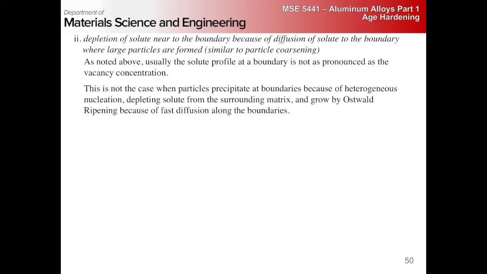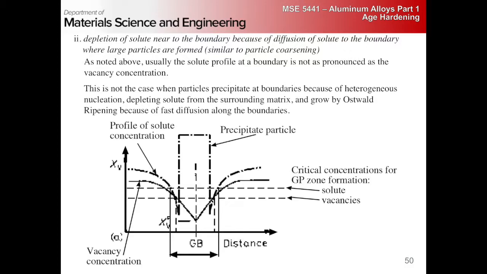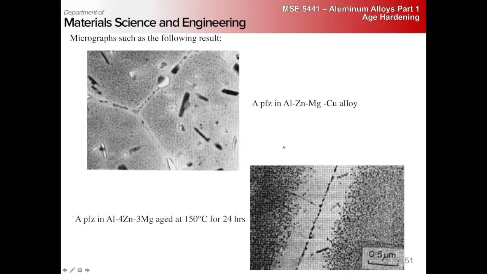Also, we can have a depletion of solute near the boundary because of diffusion of solute to the boundary where large particles are going to form. I mentioned the magnesium, we form grain boundary beta rather than easy GP zones, right?